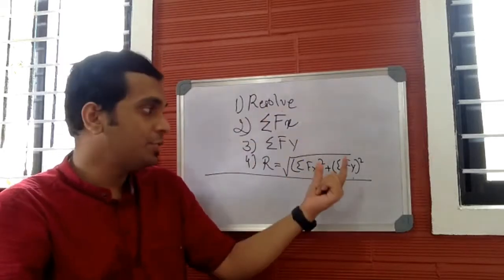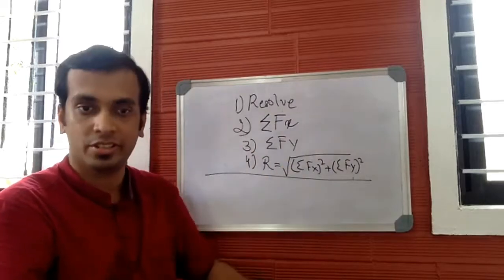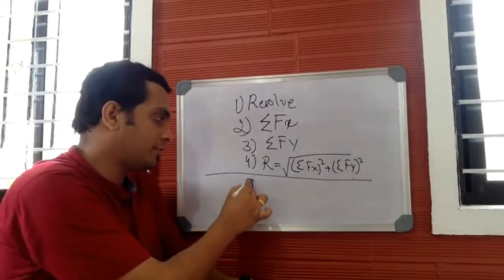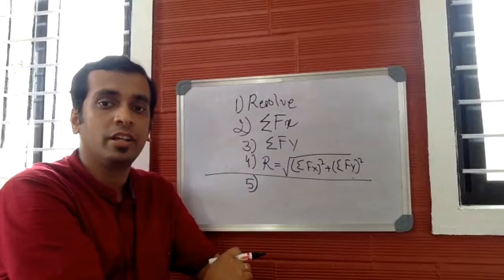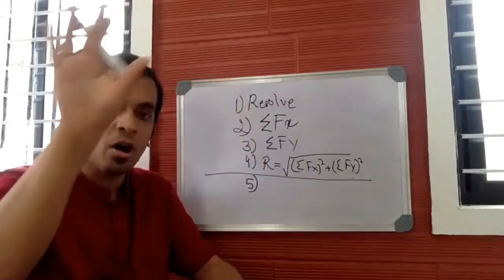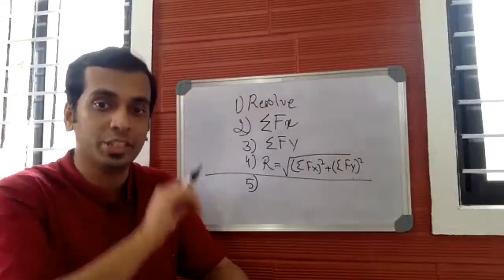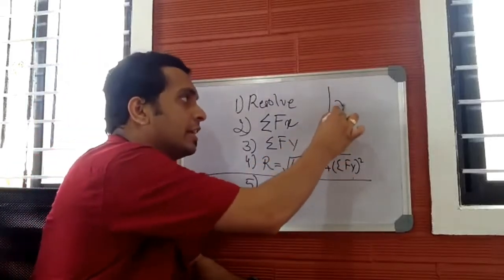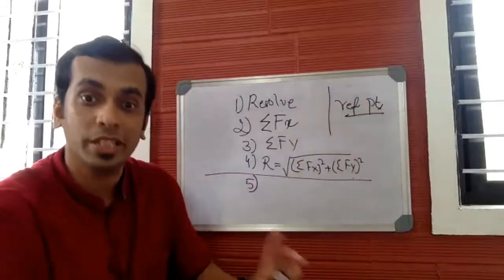So now you got the magnitude of resultant. Now we have to locate the resultant. Locating the resultant will be done in step number 5. In step number 5, you will find the moment produced by all the forces about the reference point. You'll know the reference point already. The reference point will be given in the question.